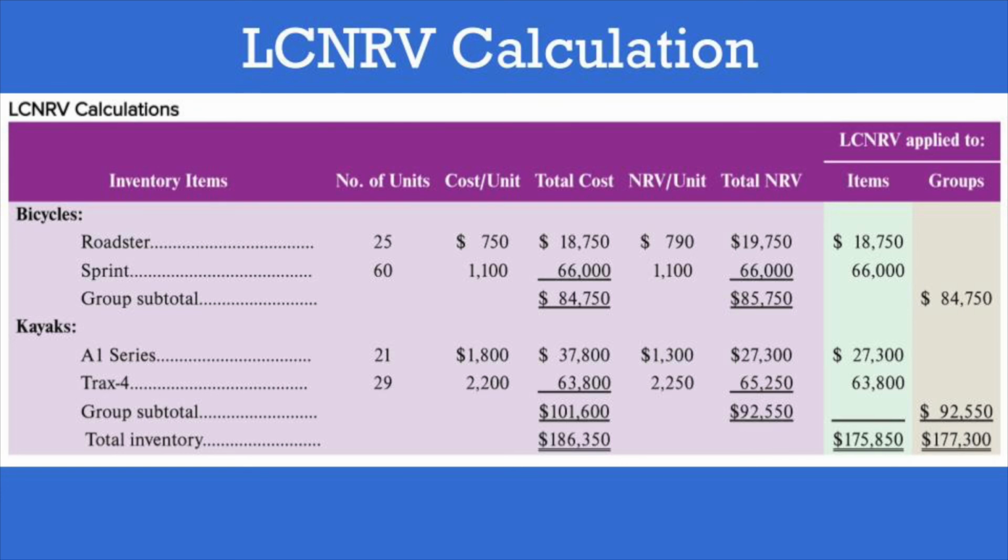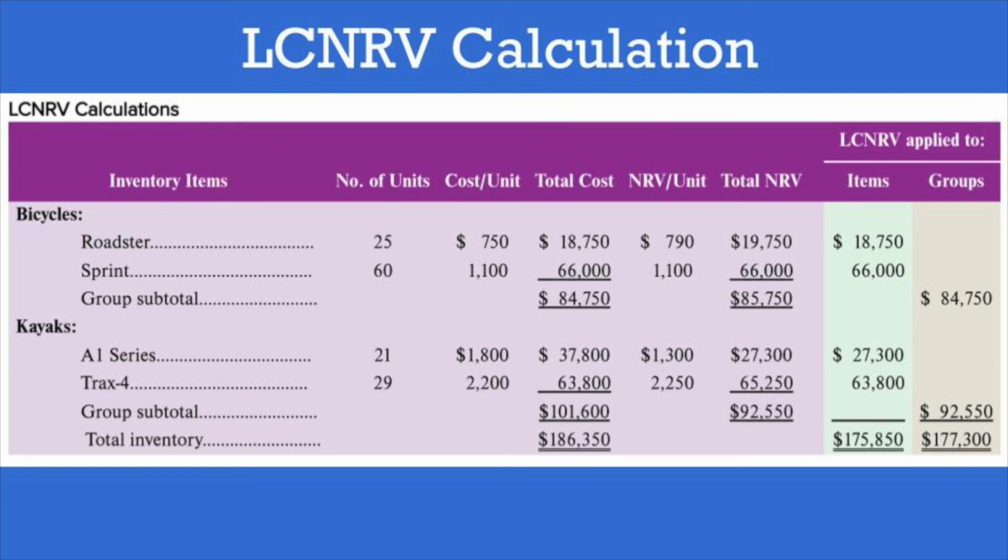The Trax 4 kayak, however, has done really well. It's $2,200, and that's what it costs to buy it. But we feel that we could get more than that. The market has really liked them, so we think that the total group of them is worth $65,250. But again, accounting rules say we have to record it at the lower of cost and net realizable value. So the cost is $63,800. That's lower. We record it as that. So the item total then will be $175,850.